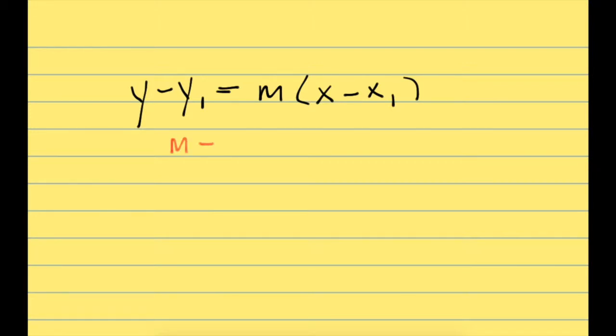And m is still your slope, and x1, y1 is any point on the line. And so this is really helpful to use as a stepping stone to get from a slope and a point to y-intercept form, to slope-intercept form of a line. And that's a lot of what we're going to be doing with it today. We're going to start with point-slope form, and then we can rewrite it in slope-intercept form in some cases.